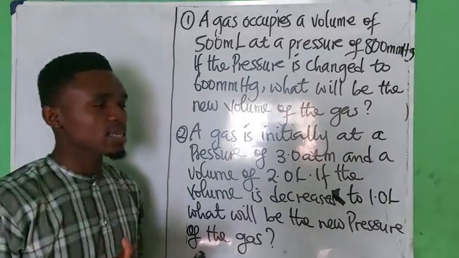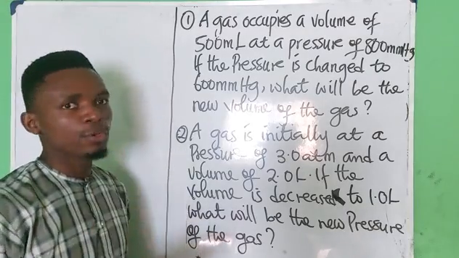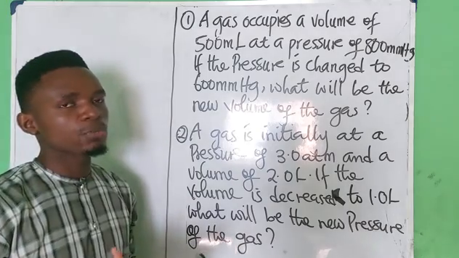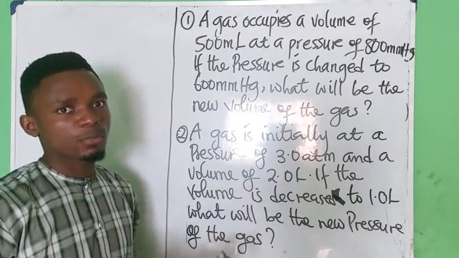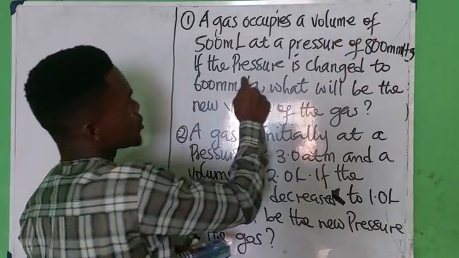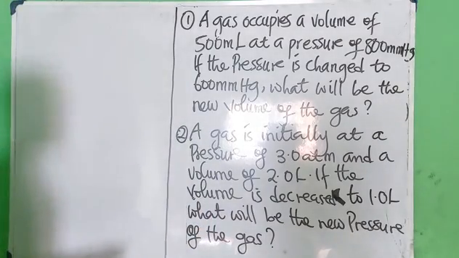Now, in our previous slide, I said that Boyle's law shows the relationship between volume and what? Pressure. But Charles' law shows the relationship between volume and what? Temperature. So what do we have here? We have just volume and pressure. So what does that tell you? We are using Boyle's law.